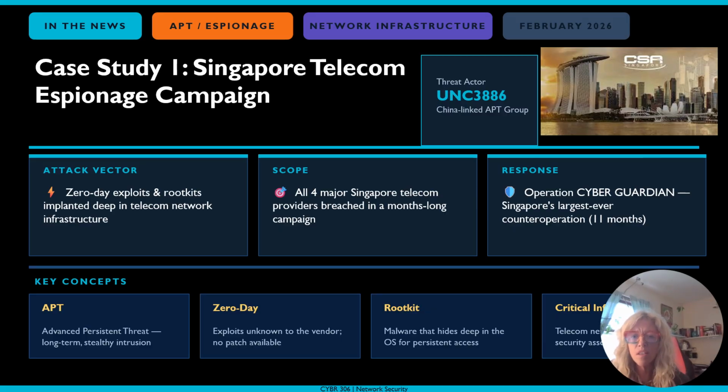Just as something to think about, if you were the CISO of one of these telecom companies, which layer of the OSI model would you prioritize monitoring for signs of a rootkit or an APT intrusion, and why? So think about that. That may come up in a discussion.